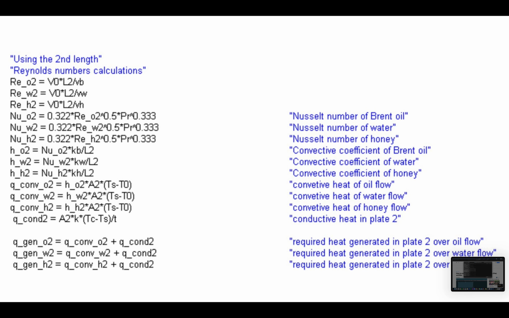The calculation using the second plate is exactly the same as the first one. The only difference here is that we have a 1 meter long plate instead of 0.1 meter, and all the flow conditions are still laminar, so we still use the same equation to calculate the Nusselt number.